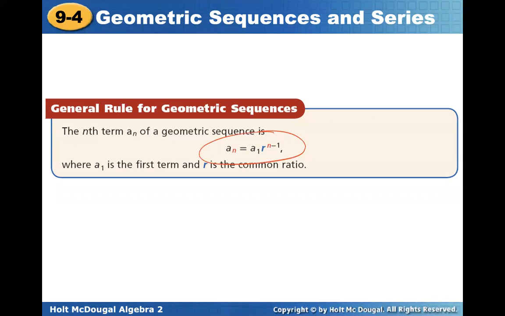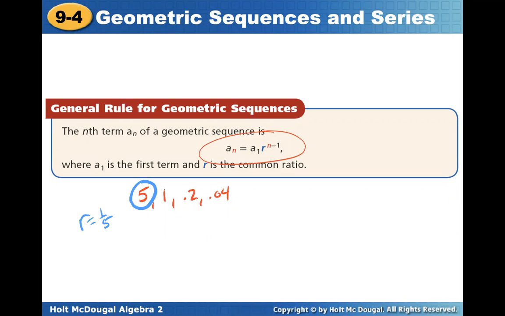So for example, the previous one we had 5, 1, 0.2, 0.04. We could make a general rule for that sequence, and the things we need to know are the first term and the common ratio. Just as for arithmetic, we needed the first term and the common difference. Here we need to know the first term and the common ratio.